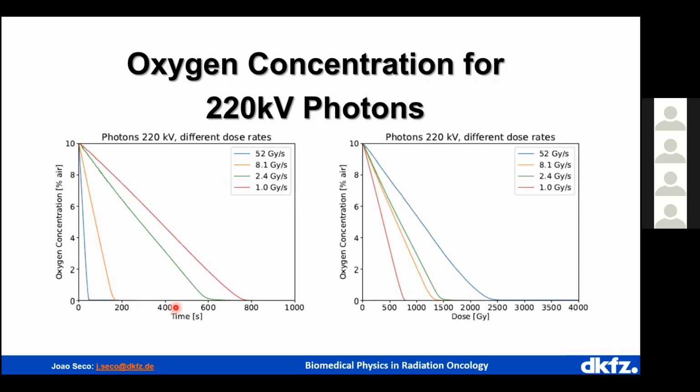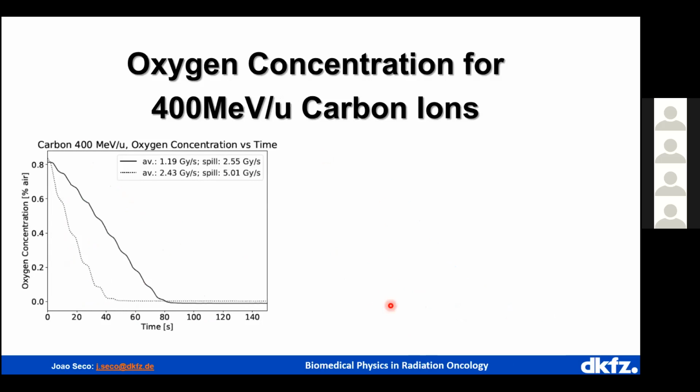The x-axis represents time, and here the x-axis represents dose. How much dose did I need to give to remove all the oxygen that was present in the medium? And we did that for carbon ions. In the case of the carbon ions, we even saw the spill structure. So you can see the little steps here represent the different spill structure coming out of the synchrotron that we could even see.